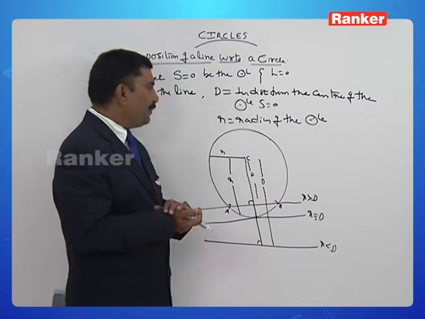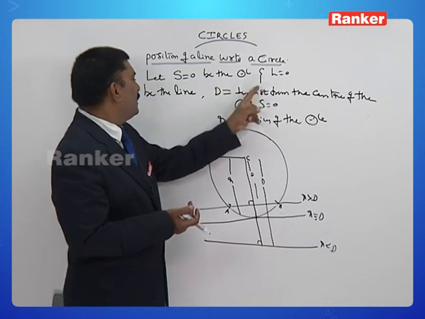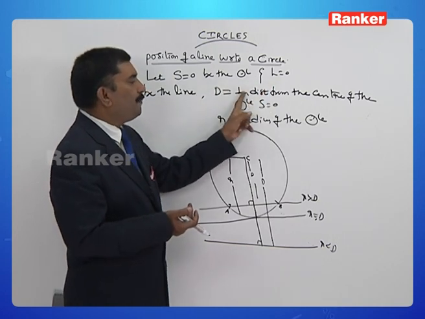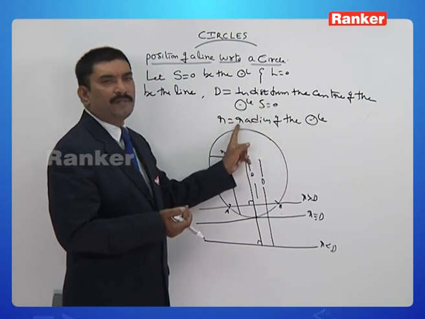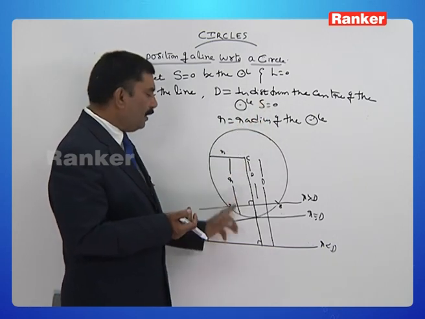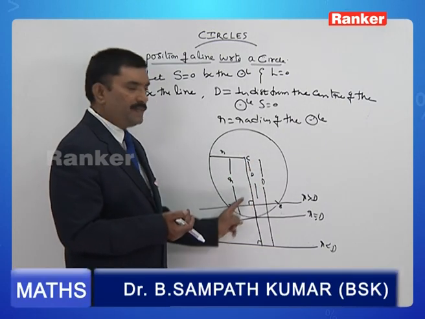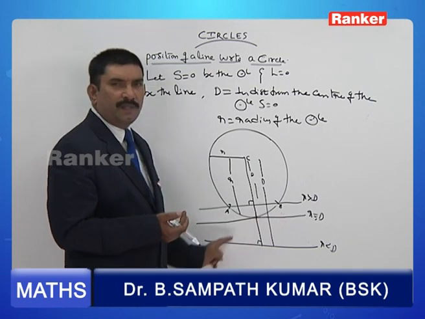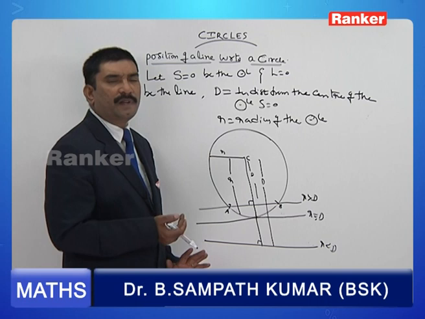Understood? So therefore, let S is equal to 0 be the circle, L is equal to 0 be the line, and D is the perpendicular distance from the center of the circle S is equal to 0, and R be the radius of the circle, according to the condition. So when it cuts in 2 points, R greater than D, when it touches, R is equal to D, when the line neither touches nor intersects, R less than D.